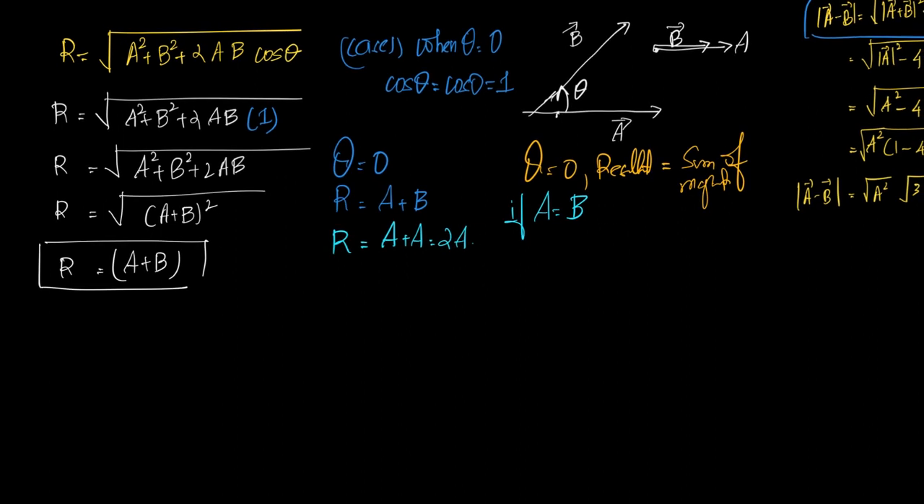Alright, now let us discuss case number 2. So again, what is R equal to? R is equal to root of A square plus B square plus 2AB into cos theta.